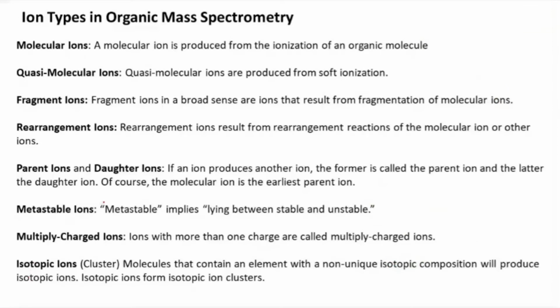So all of you are able to understand the meanings of these terms: molecular ion, quasi-molecular ion, fragment ion, rearrangement ion, parent ion, daughter ion, metastable ion, multiply charged ion, and isotopic ion. Is it clear to all of you? Yes, sir. Very good. Thank you.